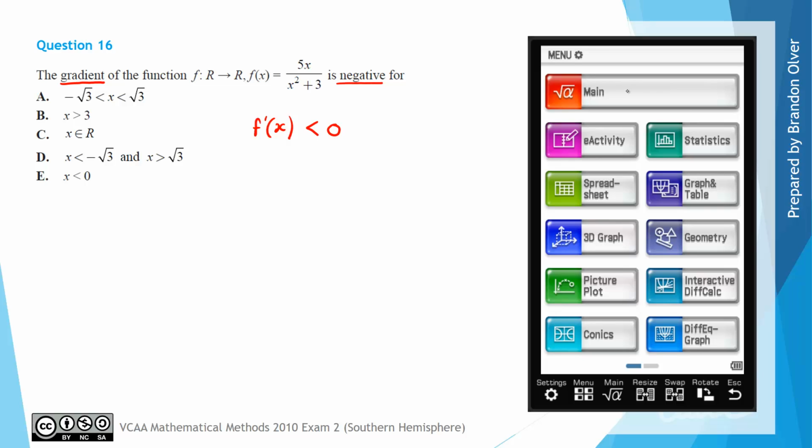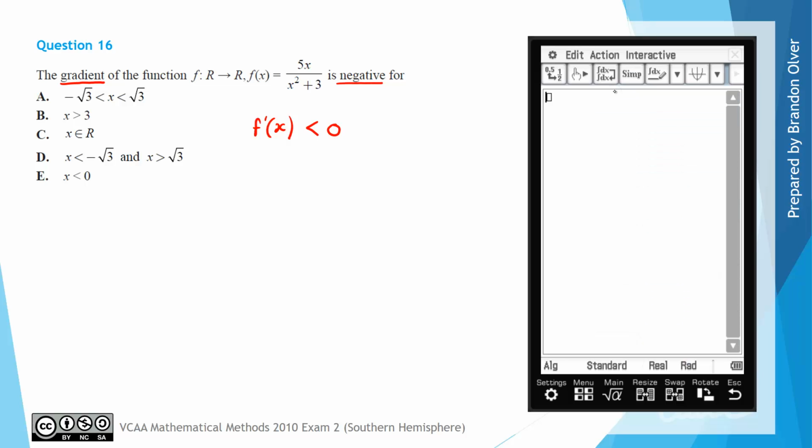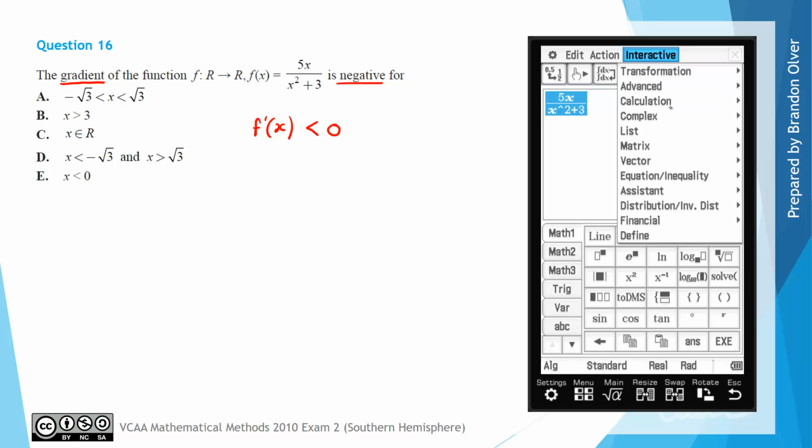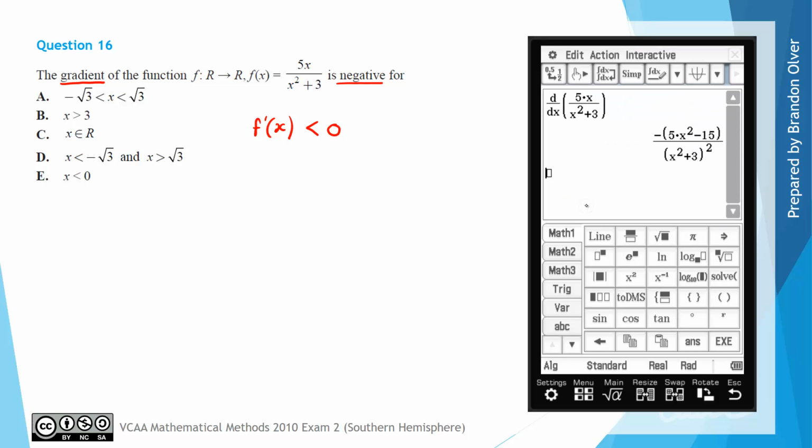On the CAS calculator, go into the main menu. Next, we want to bring up the soft keyboard and type in the fraction that was the rule for the function f of x. So that was 5x divided by x squared plus 3. Now what we want to do is calculate the derivative, so we go interactive, calculation, diff, and hit OK.